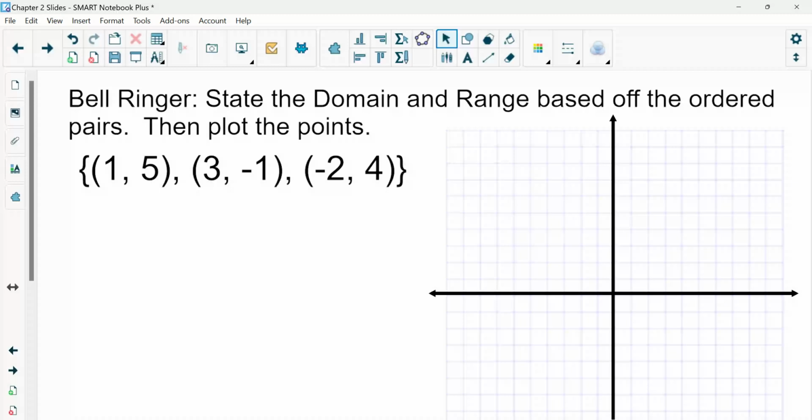All right, so again, domain is just your x values. So we just write our x values in the solution sets, preferably from smallest to largest. So our smallest x is -2, 1, and then 3.